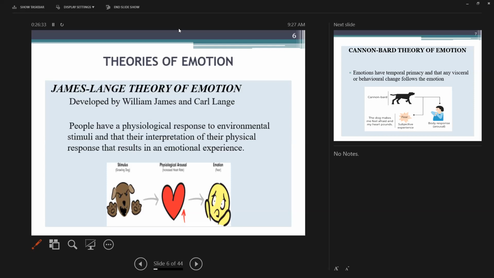Yes. So the first theory is the James-Lange theory. Now, for example, there's a growling dog. According to this theory, first there is a physiological response to that growling dog. For example, our blood pressure may rise, we'll have tachycardia, sweating will occur, and this physiological arousal will be followed by the emotion. But this theory was criticized because visceral responses cannot be so rapid. They are slower compared to the rapidity of the emotion.